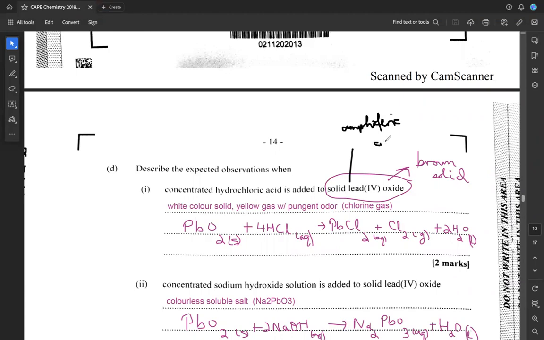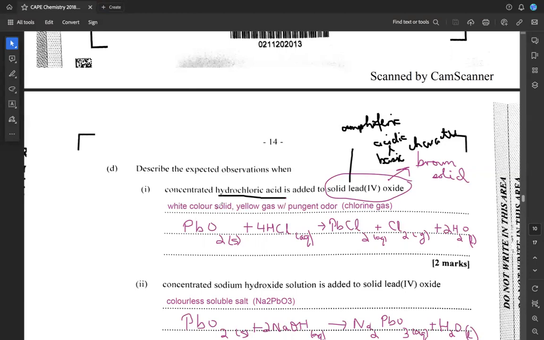so it has both acidic and basic character. So in this particular reaction, it's reacting with concentrated hydrochloric acid, so it's acting as a base in this case. So a base and an acid is going to give you a salt and water.